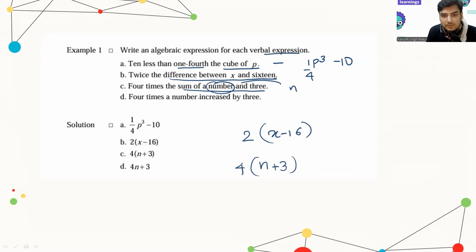4 times a number increased by 3. Number, let me take it as n. Increased by 3 again, right? But 4 times a number, so it would be 4n plus 3. Here there is something: sum of number and 3, and 4n plus 3. Okay, that's it.